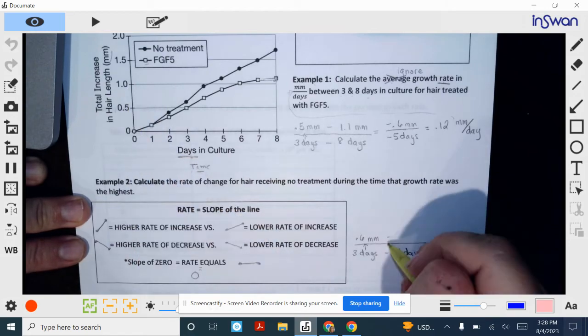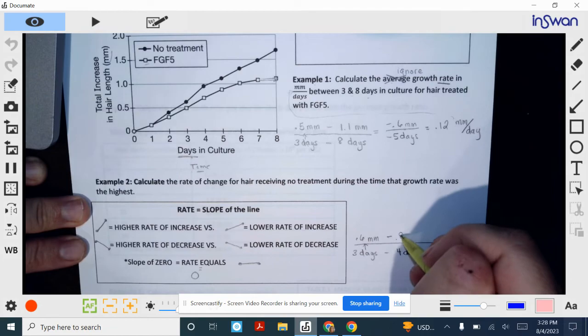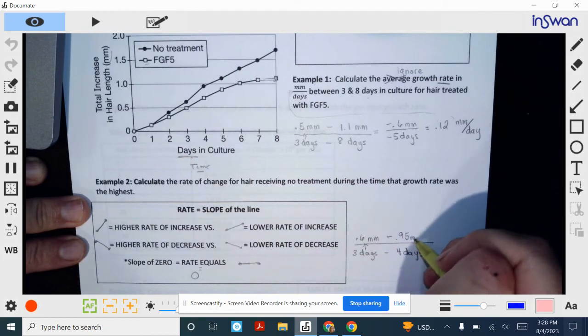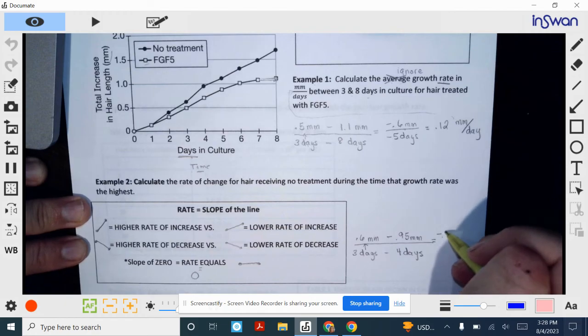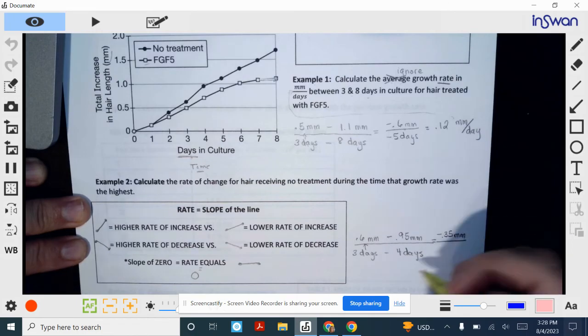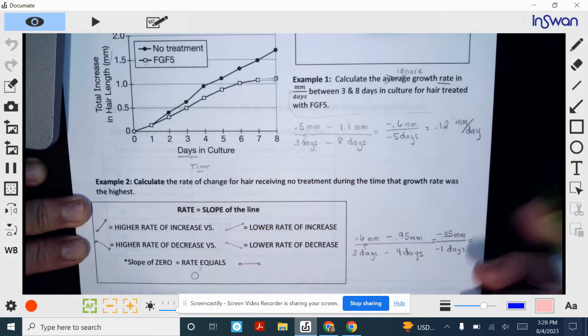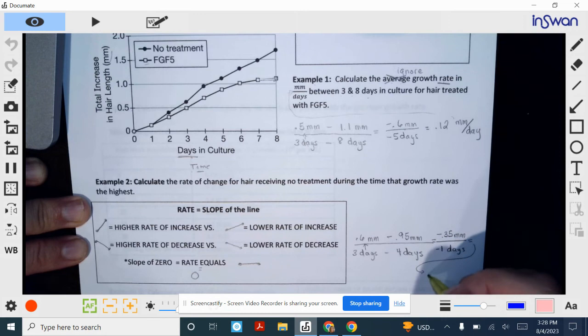Okay, let's call it 0.95. We want to be as specific as possible, okay? So when we do the math, this is negative 0.35 millimeters over, my change here is negative 1 days. When you have a negative divided by a negative, you're going to see that we end up with a positive. And so my answer is 0.35 millimeters per 1 day, or you can just say per day.